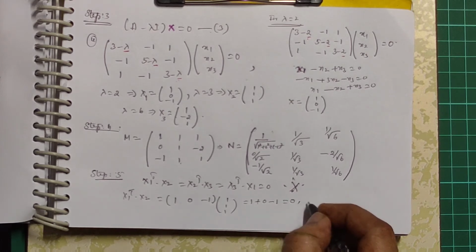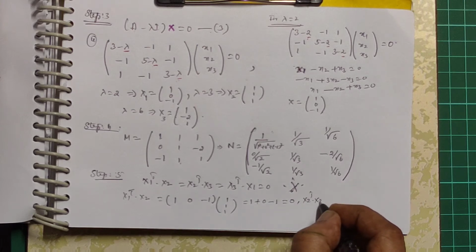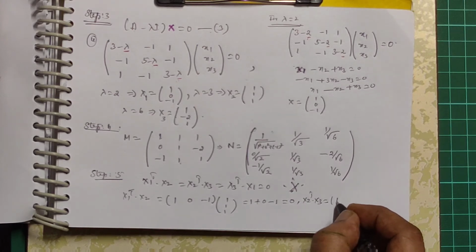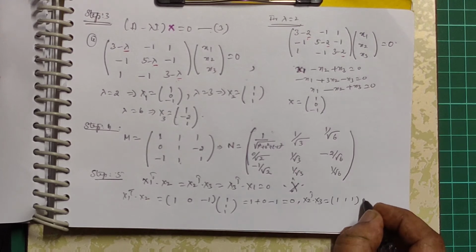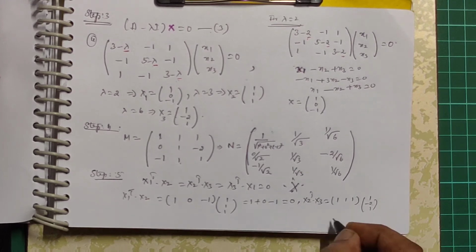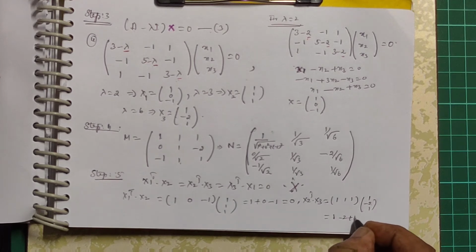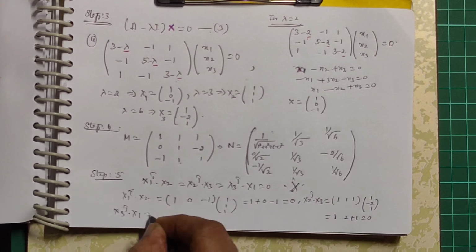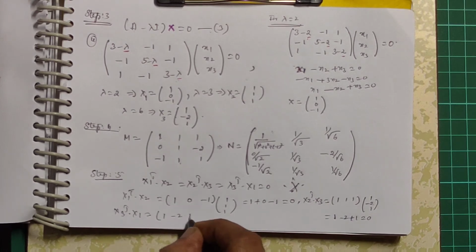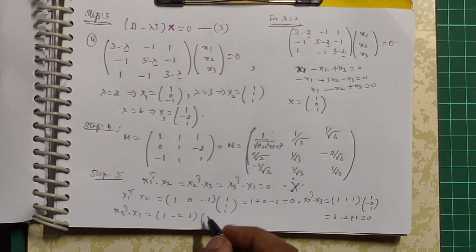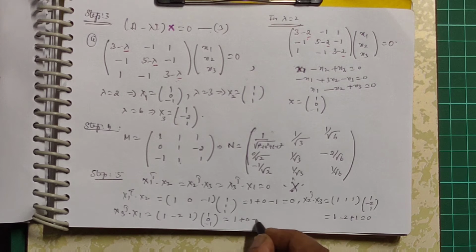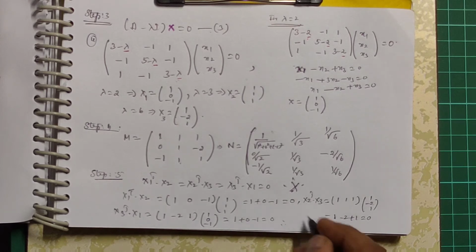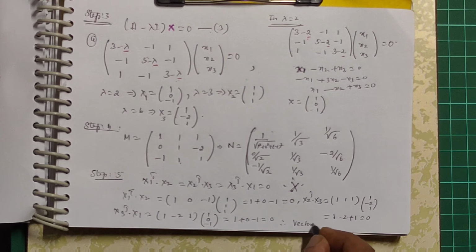Then if I take the next one, that is x2 transpose dot x3. x2 transpose is nothing but 1, 1, 1, and with that we are multiplying 1, minus 2, 1. We'll get 1 minus 2 plus 1. Again, it is 0. And x3 transpose dot x1 is 1, minus 2, 1 times our x1, which is 1, 0, minus 1. So I'll get 1, 0, minus 1, which is 0. Therefore, we conclude that the eigenvectors are pairwise orthogonal.